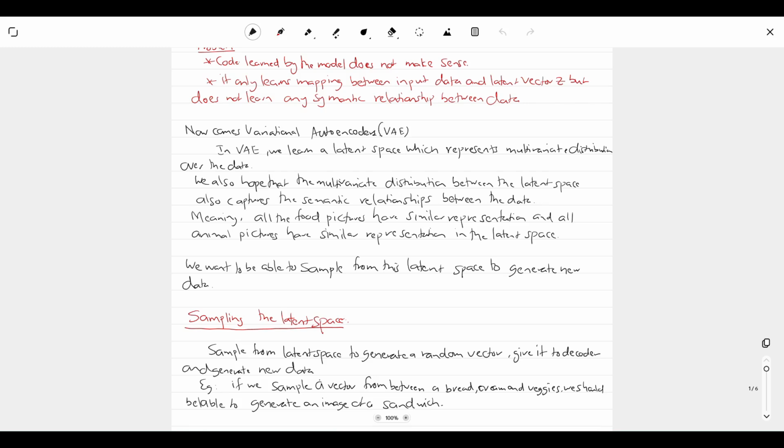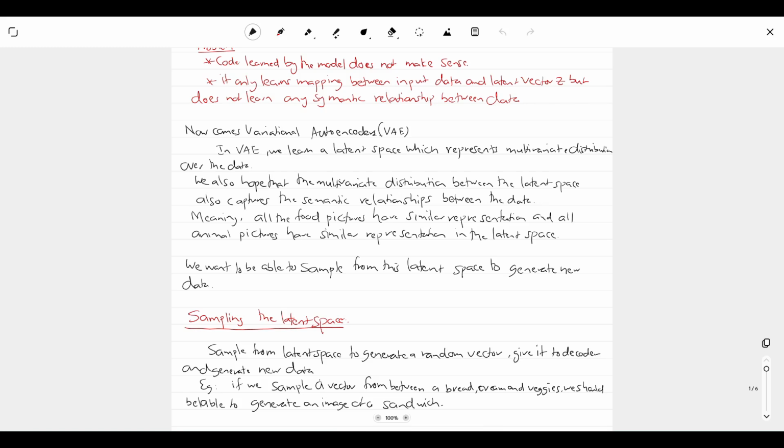Suppose our latent space has areas representing bread, meat, and vegetables, and we sample a vector from the space between those regions. The decoder should be able to generate a coherent image, let's say an image of a sandwich. So in essence, VAEs ensure that the latent space is not just a bunch of random isolated points, but a smooth, continuous landscape where similar data points are clustered together, and moving from one cluster to another corresponds to a meaningful change in the generated data.